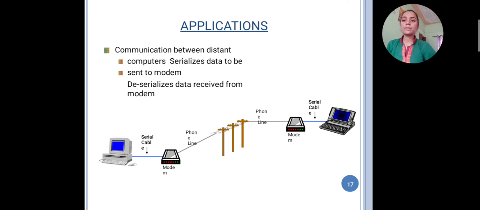And the application: communication between distant computers, serialized data to be sent to a modem, and deserialized data received from a modem.